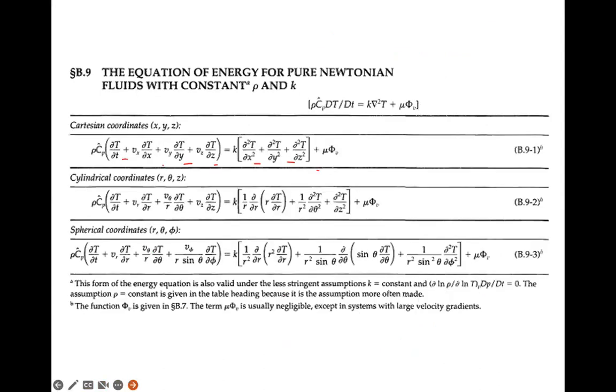The next one is B9, the equation of energy for here. This is when rho and k are constant, then you are going to see that this one is a function of temperature. So have a look again at Cartesian coordinate, cylindrical coordinate, and spherical coordinate. But mostly we use Cartesian and cylindrical coordinates as well.